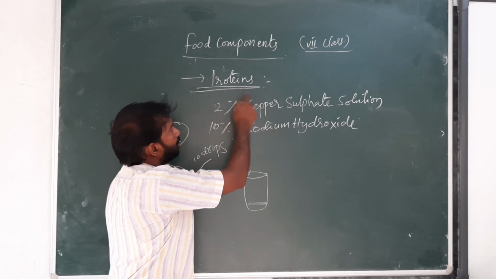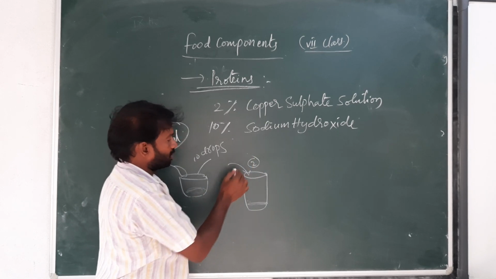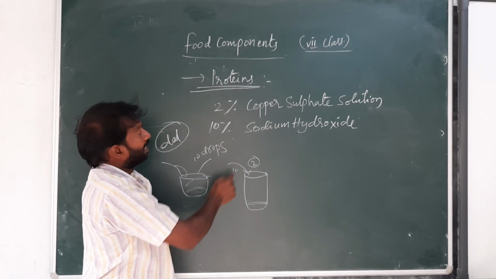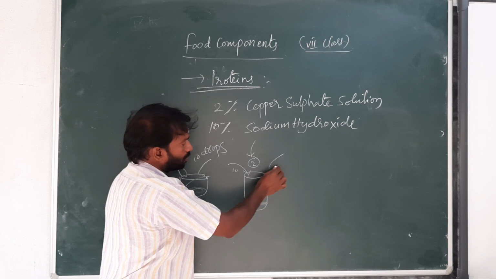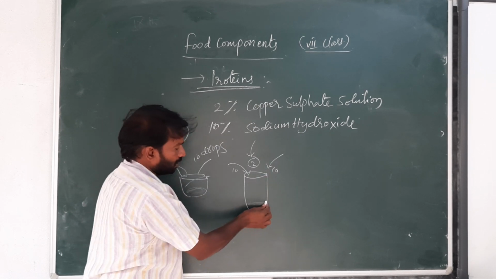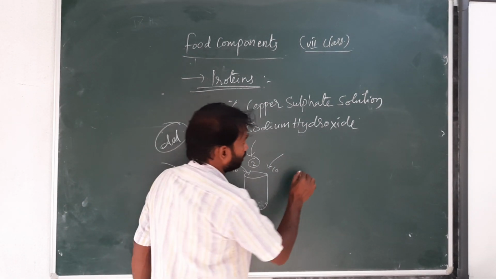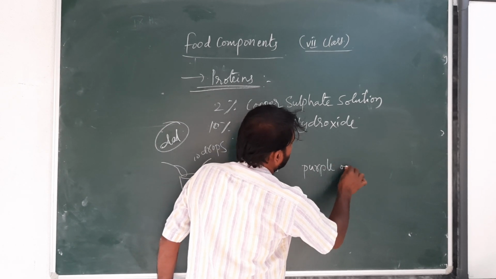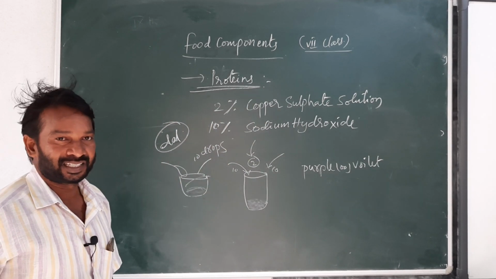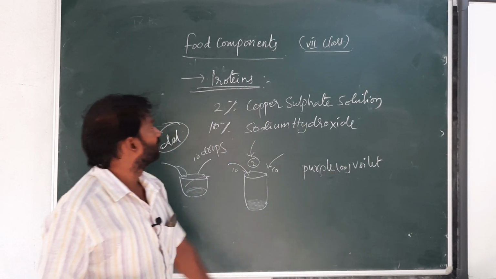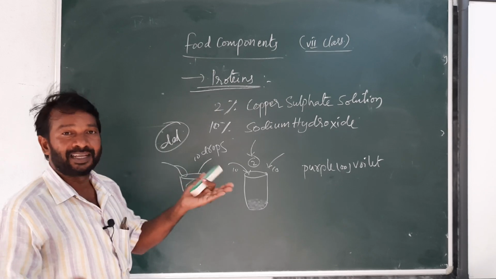Now add 2 drops of copper sulfate solution, then 10 drops of sodium hydroxide. When these are added, the solution becomes purple or violet in color. This color indicates the presence of protein in the given sample, because dal contains proteins.